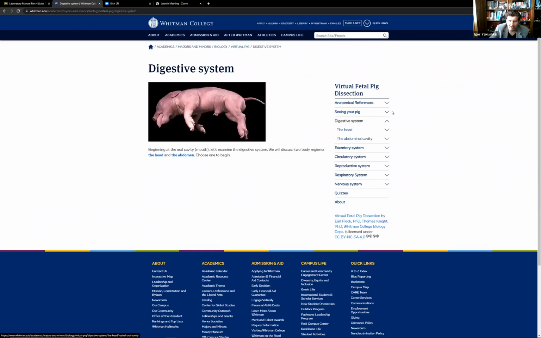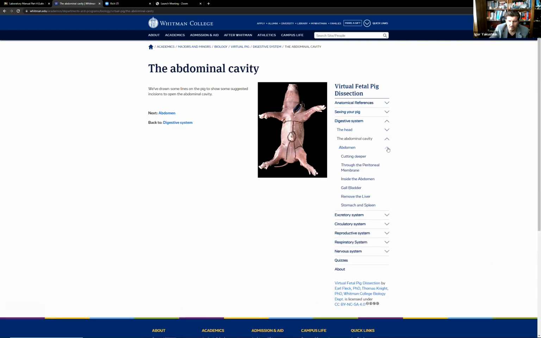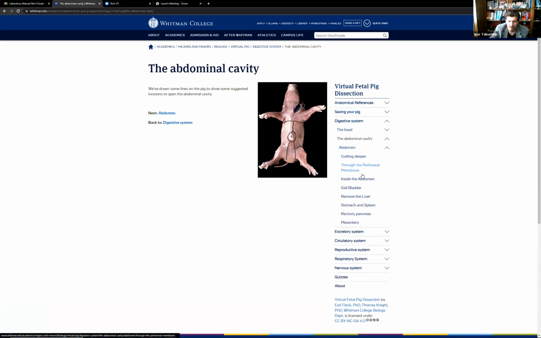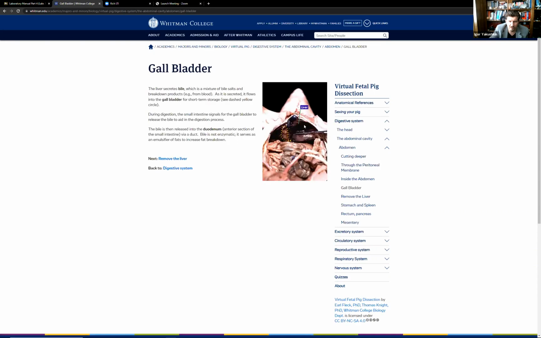Let's kind of take a look. Digestive system, abdominal cavity, cutting through gallbladder. So here we have a liver, and that would be the gallbladder. And then, of course, you're looking at the lighter, smaller diameter, that would be a small intestine, and kind of darker, usually a larger diameter, that would be the large intestine.